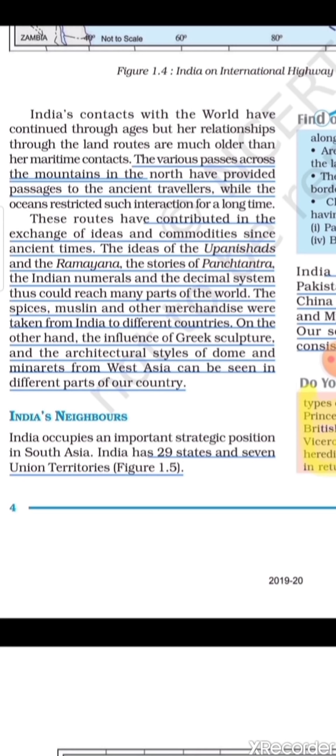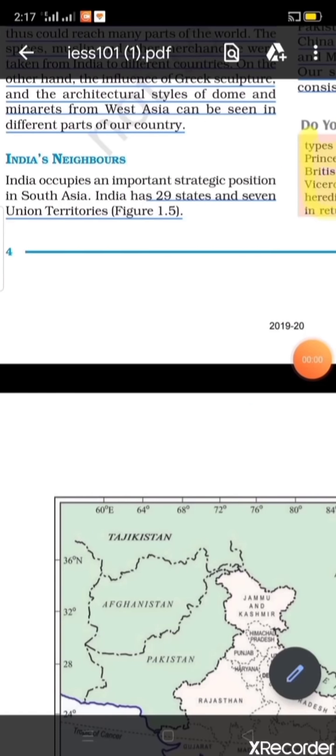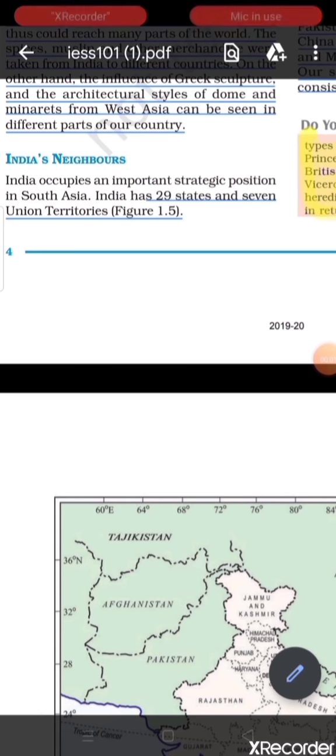Not only did India export things to different parts of the world, but on the other hand, the influence of Greek sculpture and architectural style can be seen in different parts of our country. So students, these sea routes and mountain passes helped India make contact with different parts of the world. Now students, we will move forward to the next topic, that is India's neighbors.